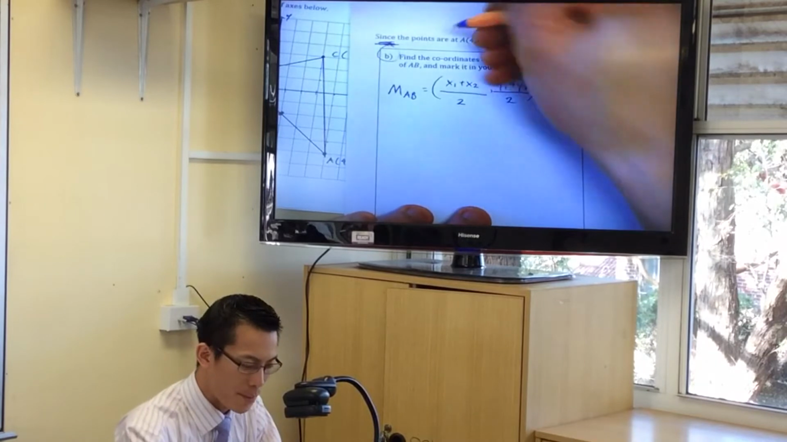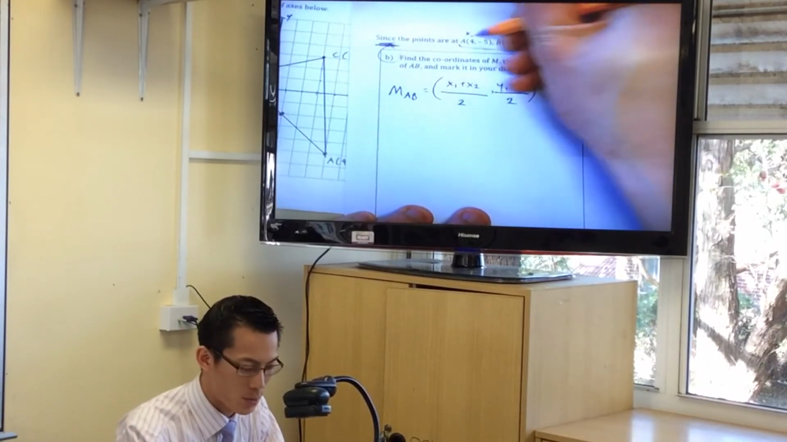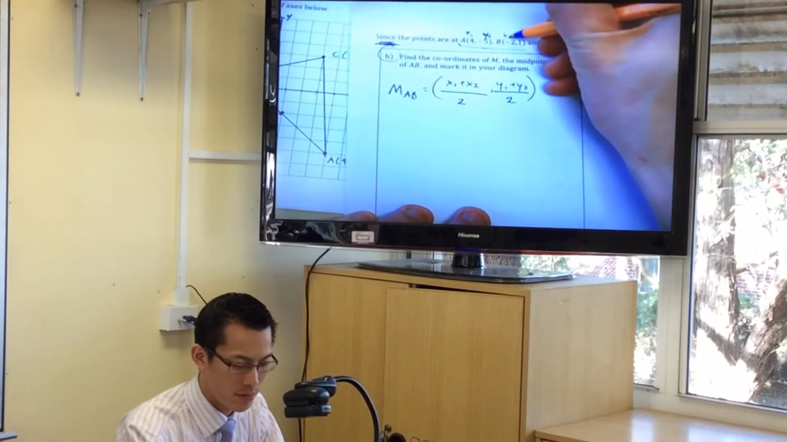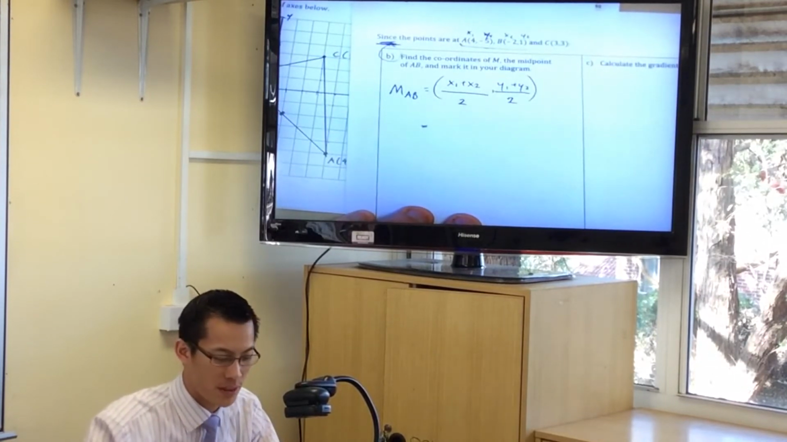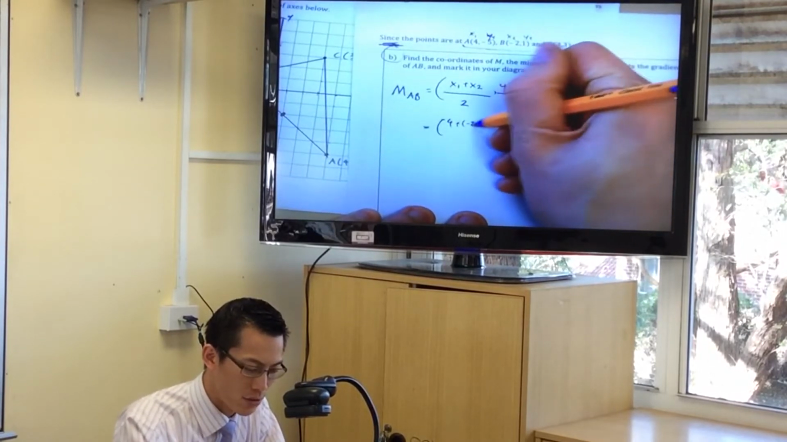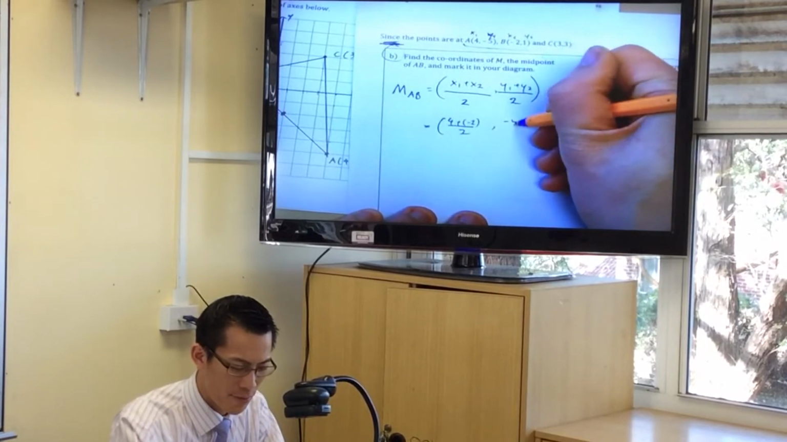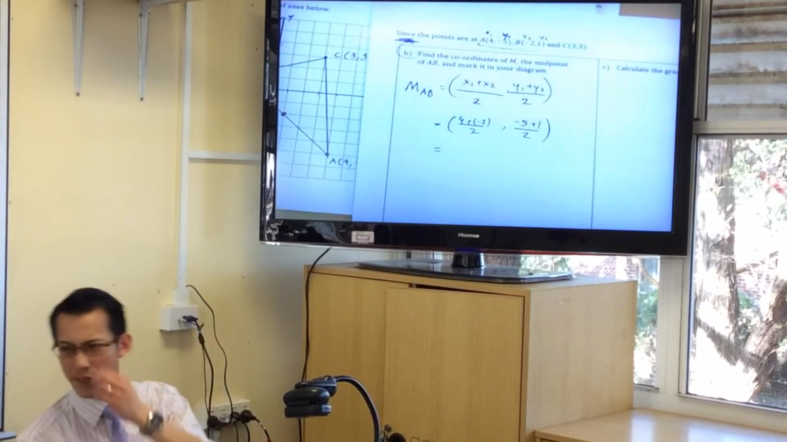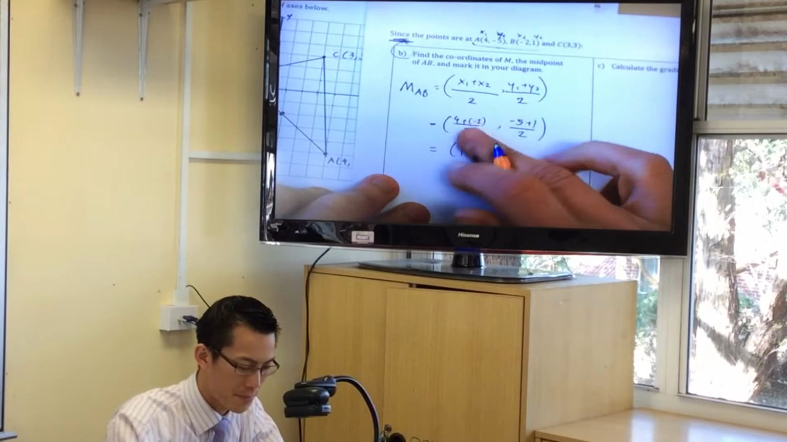Now I'm going to label them up here. These are the 2 points I'm interested in, so I'll call that (x1, y1) and (x2, y2), like so. Now all I need to do is process it with these particular values. So I get 4 plus -2, and -5 plus 1. You guys can help me out. 4 plus -2, what's that? That's 2 over 2, good, which is 1.